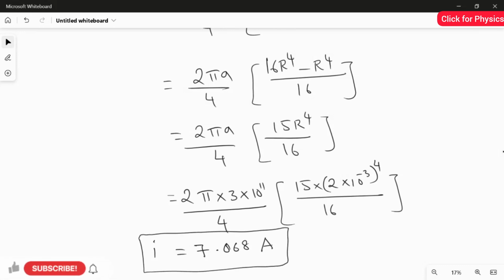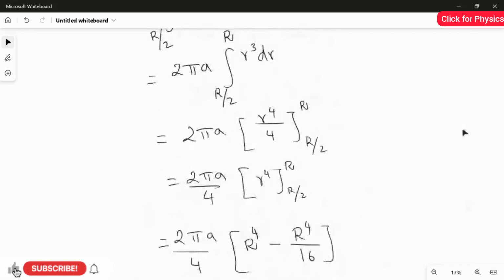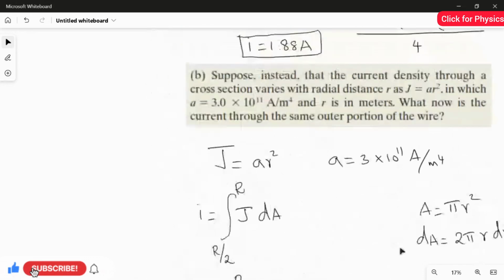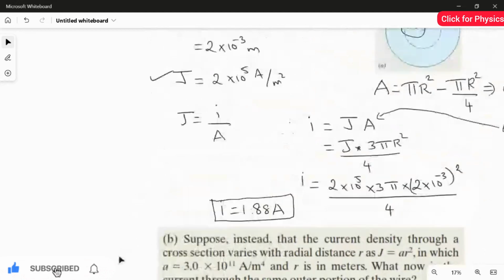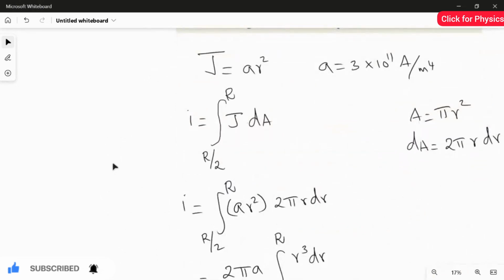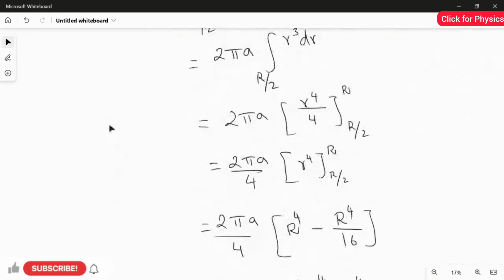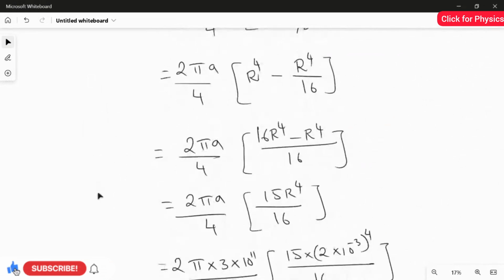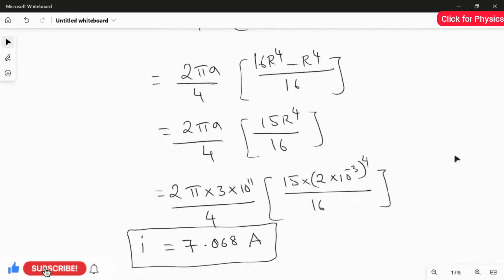Clear? So you have to integrate. But in the first part, it is uniform, so you need not integrate. You can directly substitute the formula here. So that's the difference between the first part and the second part. Clear? So please take practice to get a clear idea. That's it. Thank you.